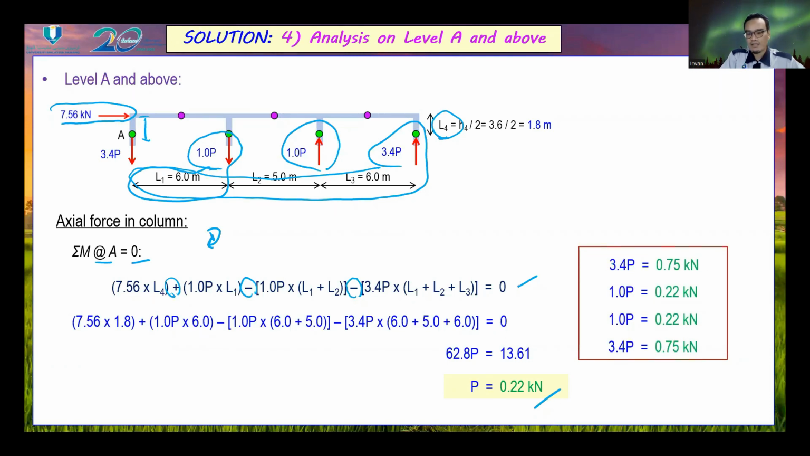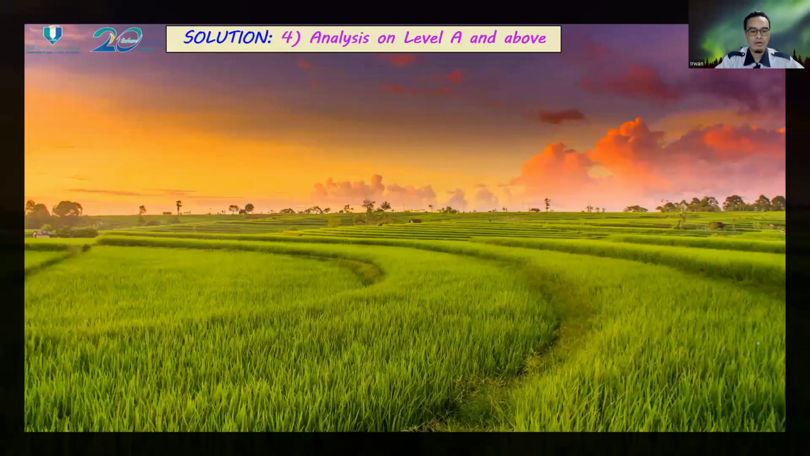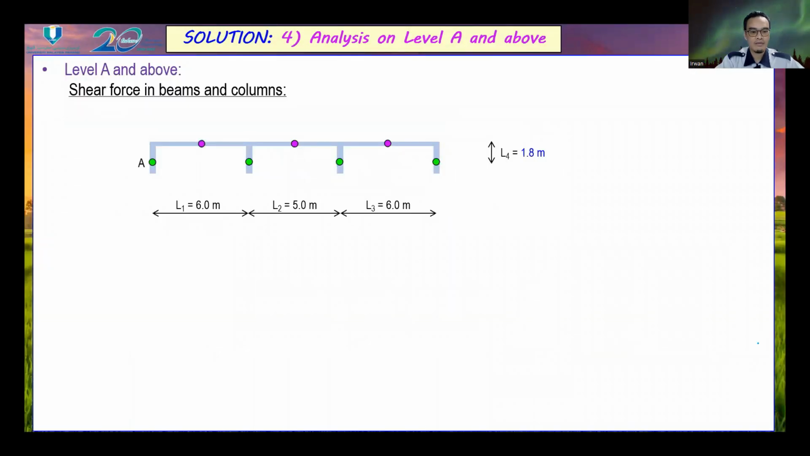And so this is the axial load in the column for columns K, L, M, and the last one is N. Next, we draw the subframe to be like this one. We consider the axial force in the columns we calculated before.